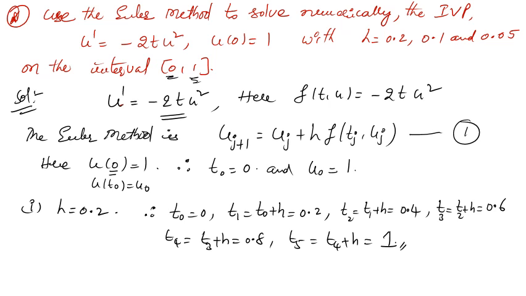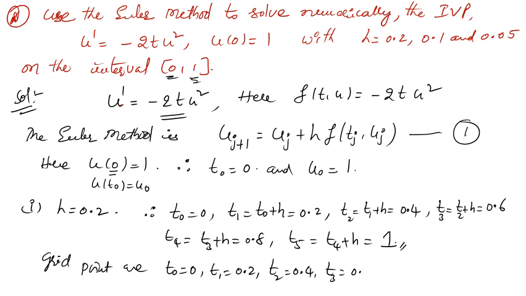Finally we have to reach 1. So what are the grid points? The grid points are t naught equal to 0, t1 equal to 0.2, t2 equal to 0.4, t3 equal to 0.6, t4 equal to 0.8, t5 equal to 1. Therefore, what is j ranging from? J values are 0, 1, 2, 3, 4, 5.